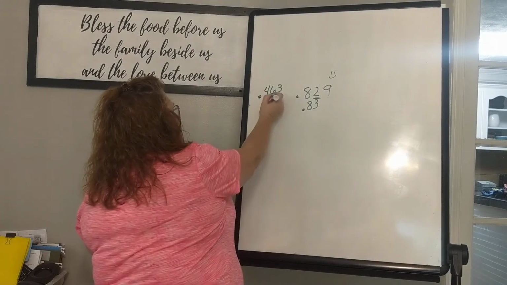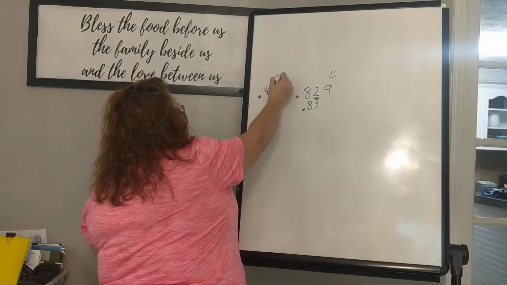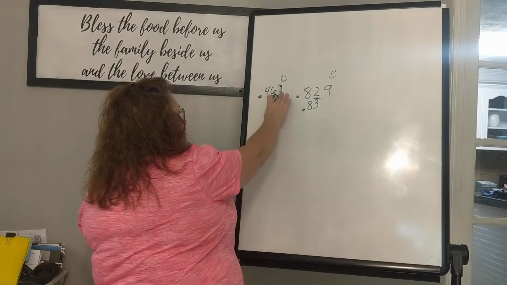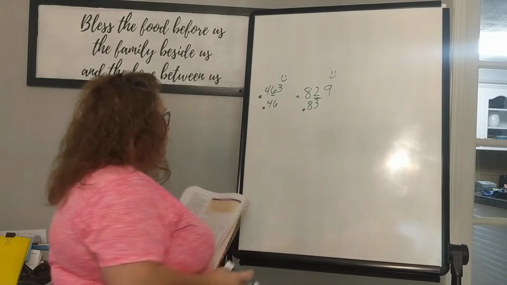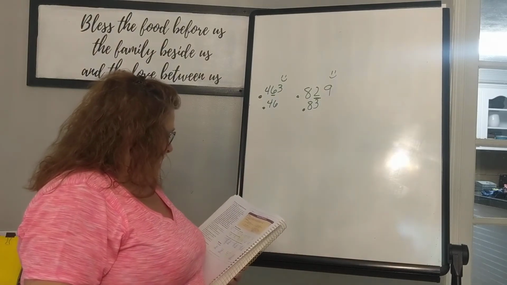0.463. We're rounding to the hundredths place. The 3 is our looker digit. It's less than 5, so the number we're rounding to stays the same: 0.46.